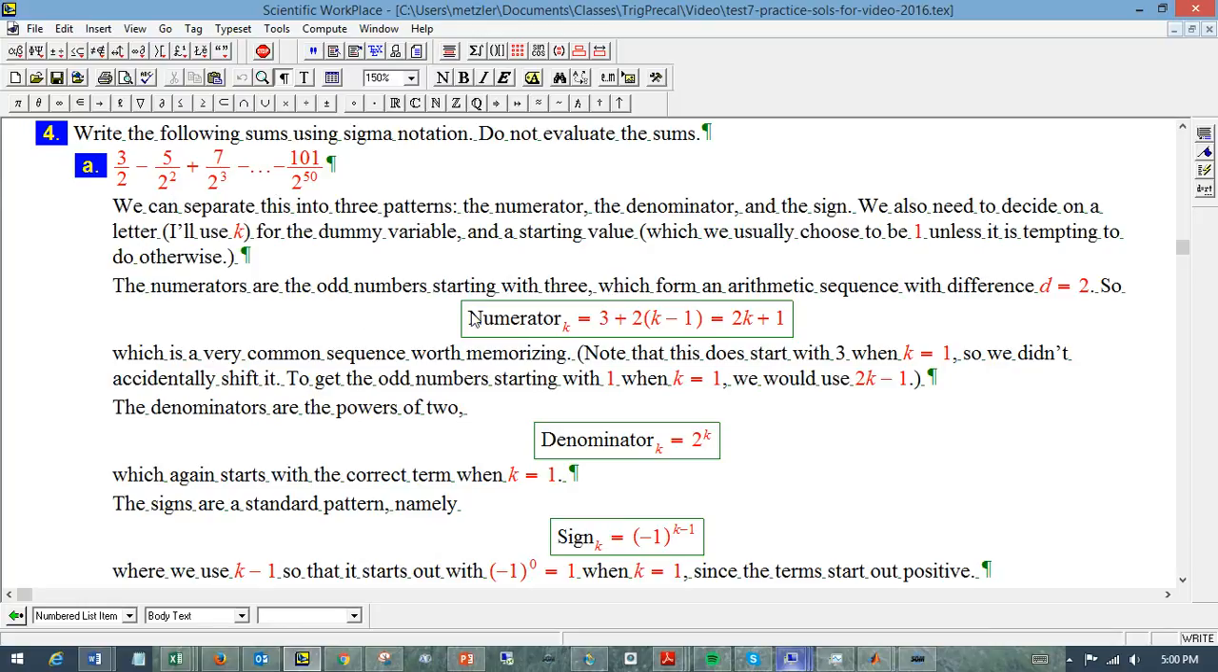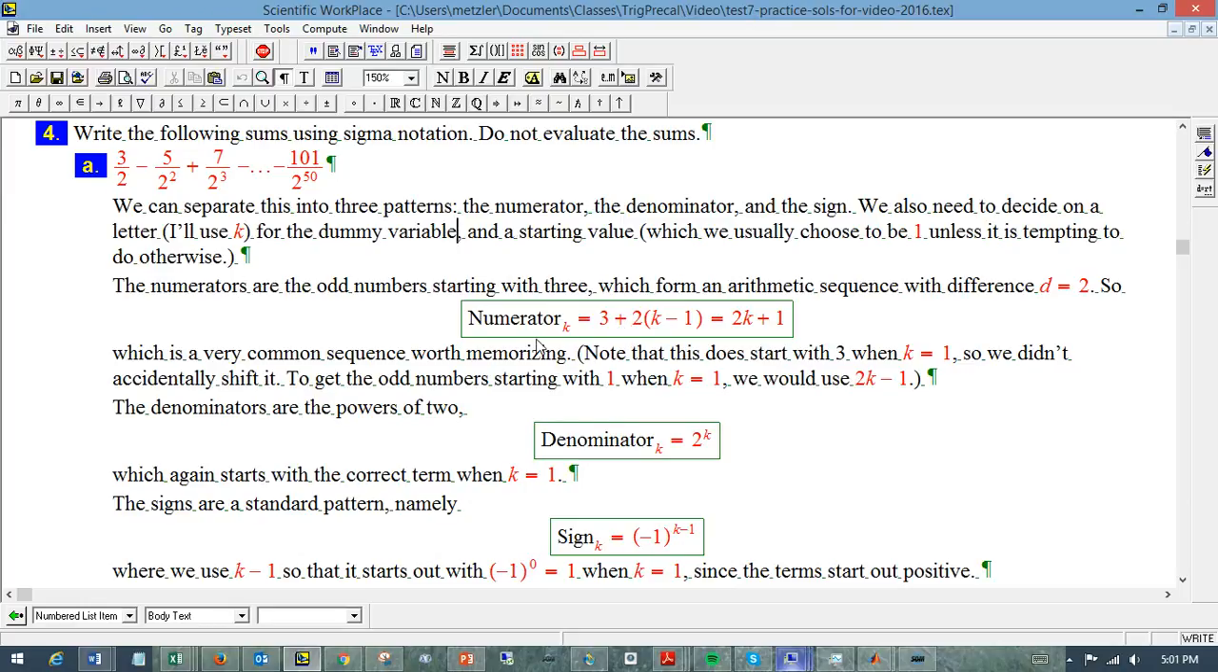Okay, so the numerators, those are the odd numbers starting with 3. Now, you can always hit it with the general formula for an arithmetic sequence. Starting with 3, add 2 repeatedly, and how many times? Now, I'm going to use a k here. And the reason I tend to use a k for the dummy variable of a sum is I like to reserve n for a variable that actually has a meaning outside of the sum, not a temporary variable. And the book doesn't do that terribly well. So I'm going to use k here.